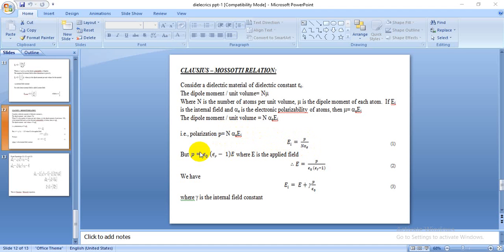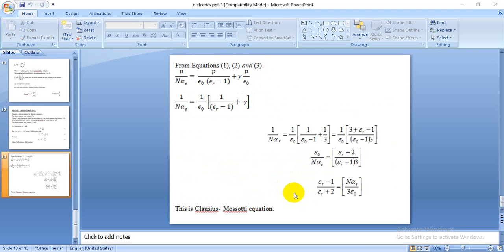We already know that the polarization P can be written as epsilon naught into epsilon r minus 1 into E, where E is the applied field. From that I am going to write only E, because for the total internal field we need the applied field as well as the field of all the dipoles. So E equals P divided by epsilon naught into epsilon r minus 1. Now for the Lorentz field, EI equals E plus gamma into P divided by epsilon naught, where gamma is the internal field constant, which we already discussed in the internal field derivation.